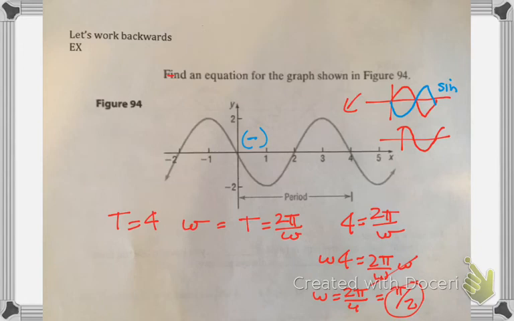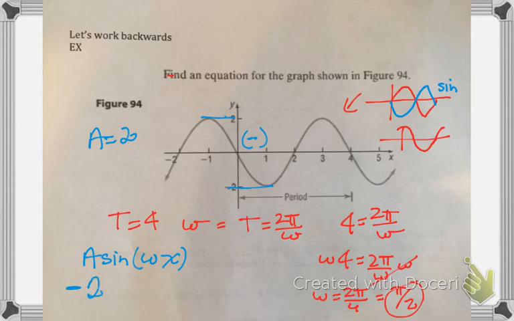Do we have anything else going on here? We do. The height of the graph goes from 2 to negative 2. So I know my amplitude equals 2. If I didn't have an amplitude, the graph would go from 1 to negative 1 like the normal graph does. So how do I write this up? A sine omega x.